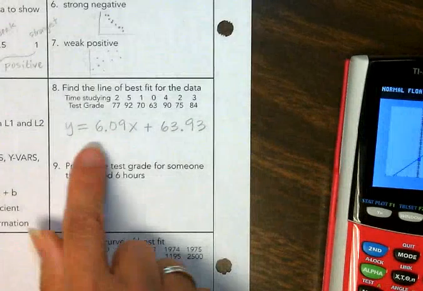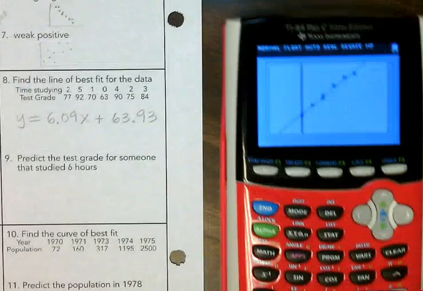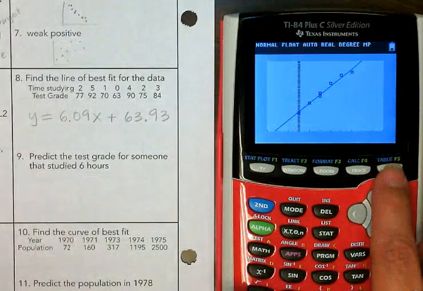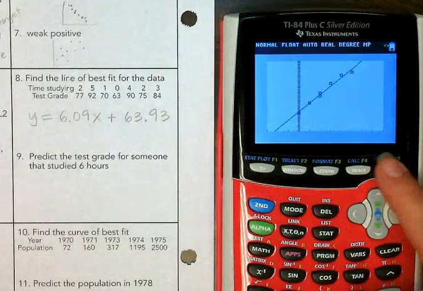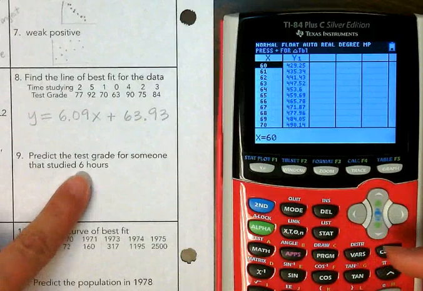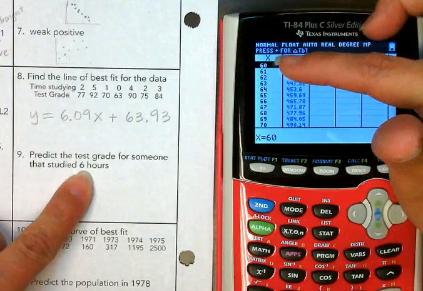Now, the next thing is use the table to predict information. So what we're doing for question number 9 is predicting the test grade for someone that studied 6 hours. The easiest thing to do is to go to the table. So to get to the table, we have to press second graph. And you can see that I'm looking for someone who studied 6 hours, which means X should be 6, and I'm over here in the 60s.